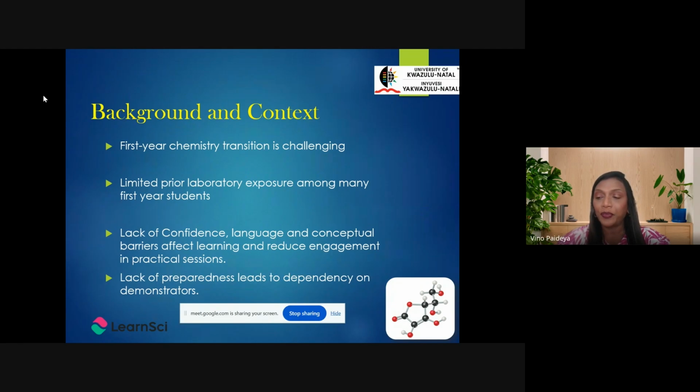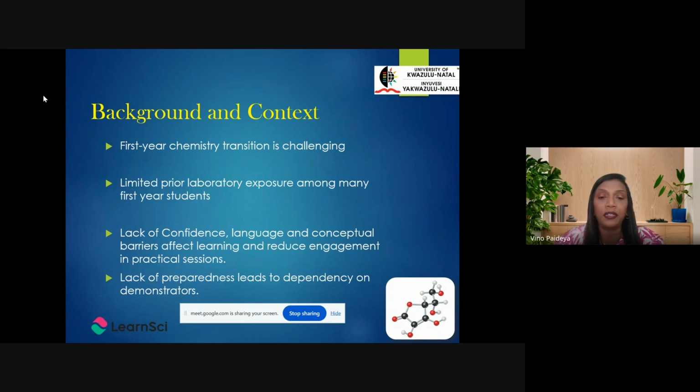As you all are well aware, as literature is also saying, globally first-year students really struggle with limited laboratory exposure and making their transition from school very, very difficult. There is limited prior laboratory exposure among many first-year students, where they come from schools where the teacher actually does the experiment. They're unfamiliar with the apparatus, with the chemicals, or any of the lab activities. And so laboratory skills are also lacking.